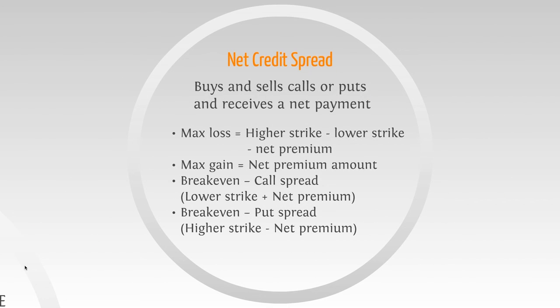There's also what's called a net credit spread. This is when you buy and sell calls or puts so that you receive a net payment. So you sell an option position and make the premium, but you buy another option position for less than that, so that the net between the two is that you've made money. That doesn't mean you don't have risk. You can have very risky positions, but as far as the premiums are concerned, you have a net payment.